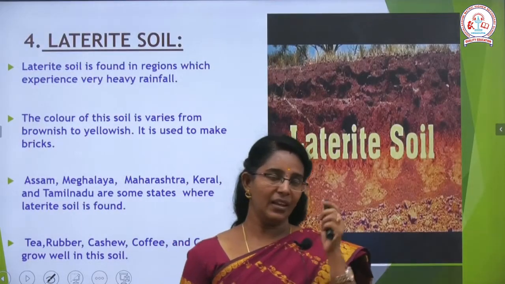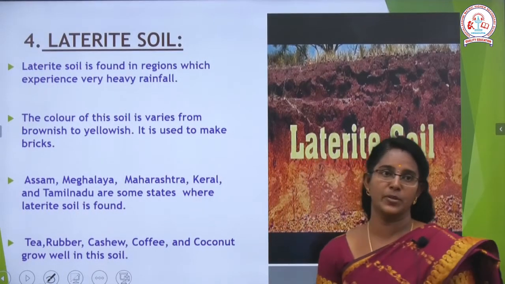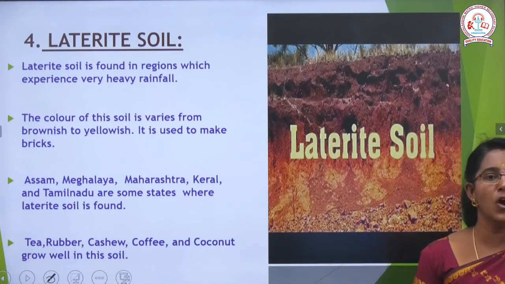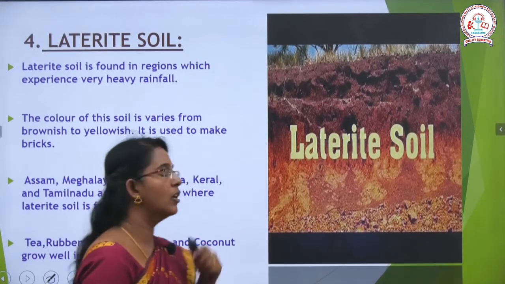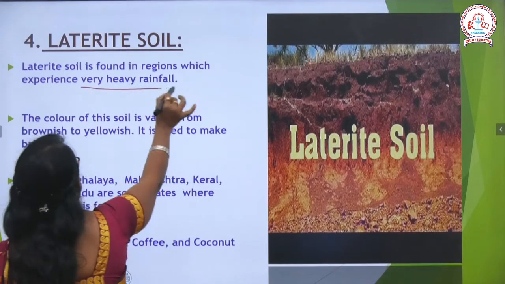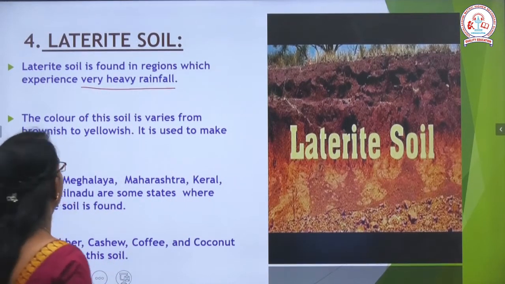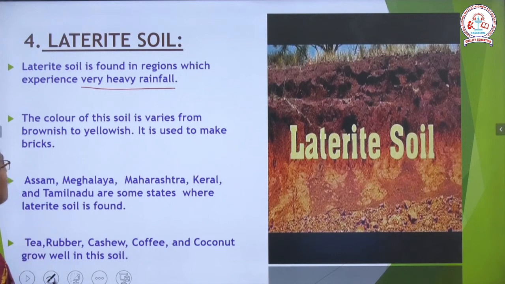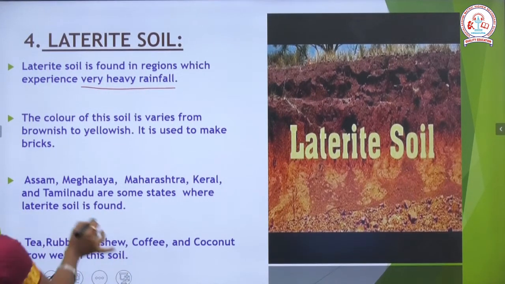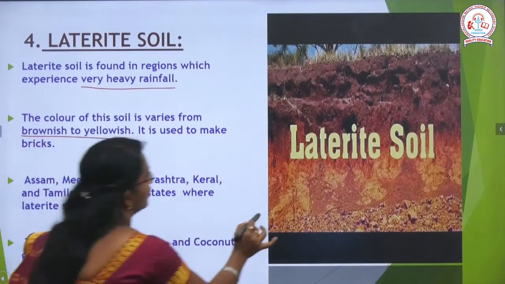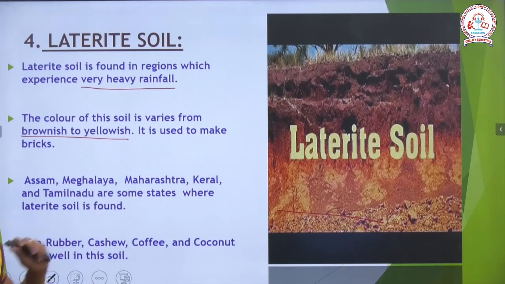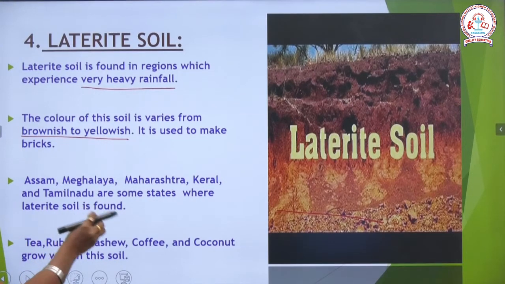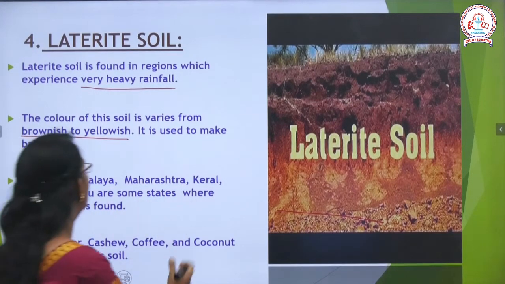Next, laterite soil, the fourth type of soil. Laterite soil is found in regions which experience very heavy rainfall. The color of the soil varies from brownish to yellowish. Can you see this picture? What color? It is brownish to yellowish. We will see this kind of soil called laterite soil.